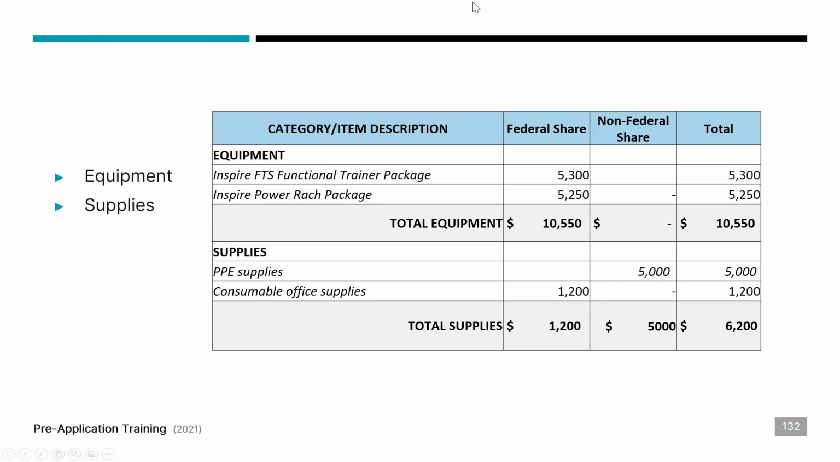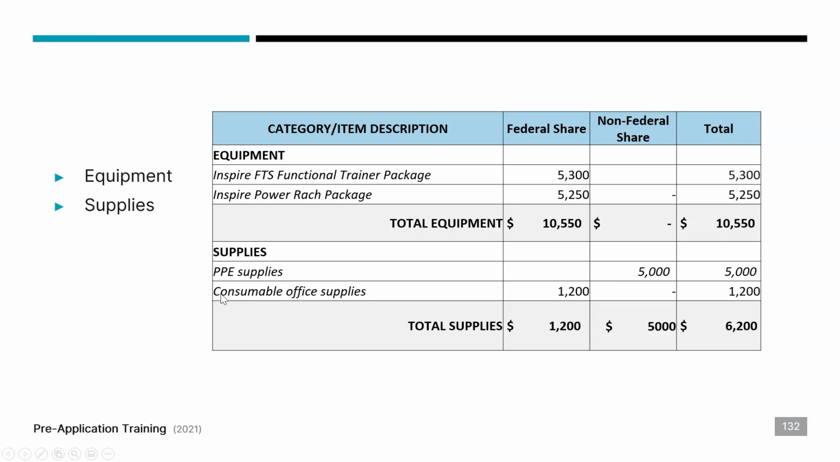So equipment, again, equipment is for purchases that cost over $5,000 for 1 unit. And we have for our fitness project here 2 trainer packages. This is supposed to be rack. So 2 big fitness items over $5,000 each are included in your equipment. And then there will be an attached quote from either the vendor or an online search in the appendix.